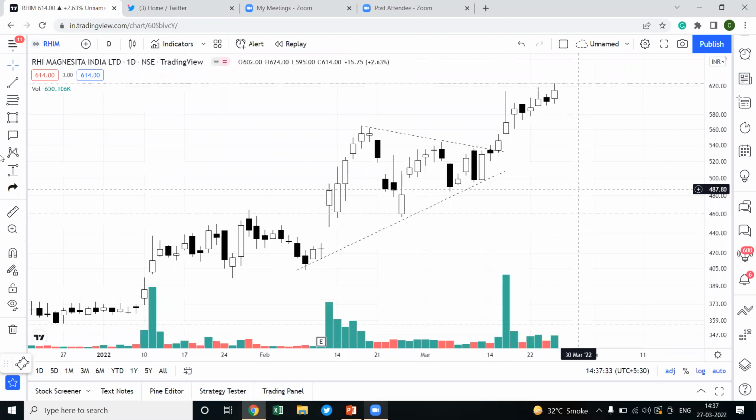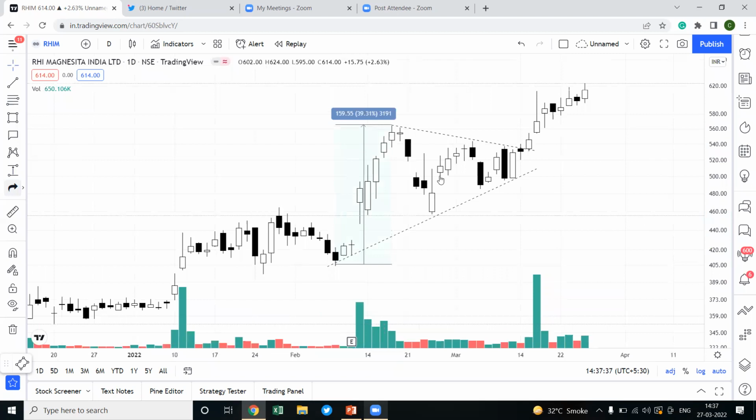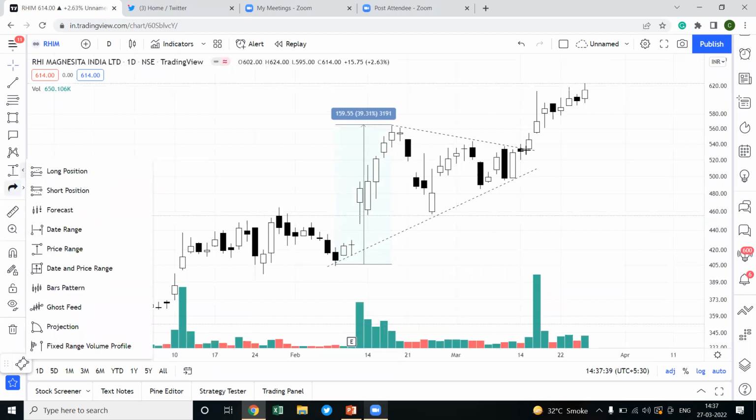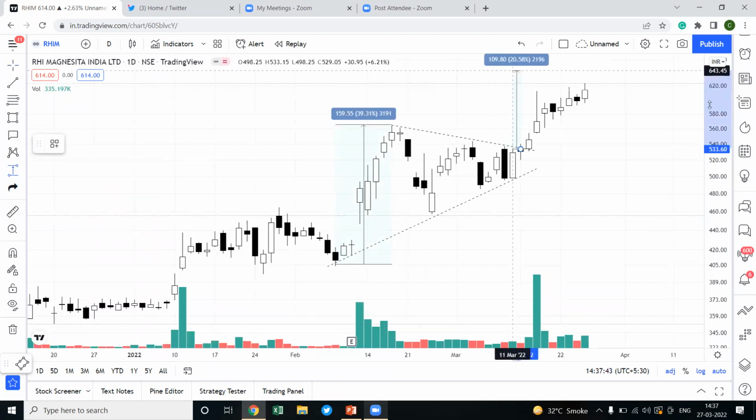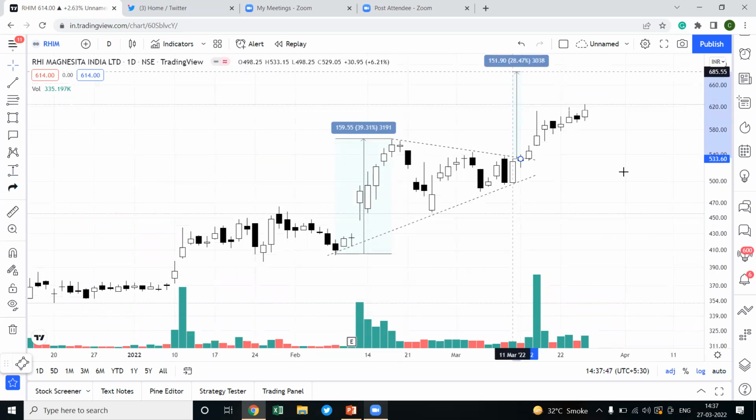But the pattern target, we'll try to find the pattern target from this particular zone. The pattern target was 160 points. So ideally, according to the pattern target, it might move till 700 levels.